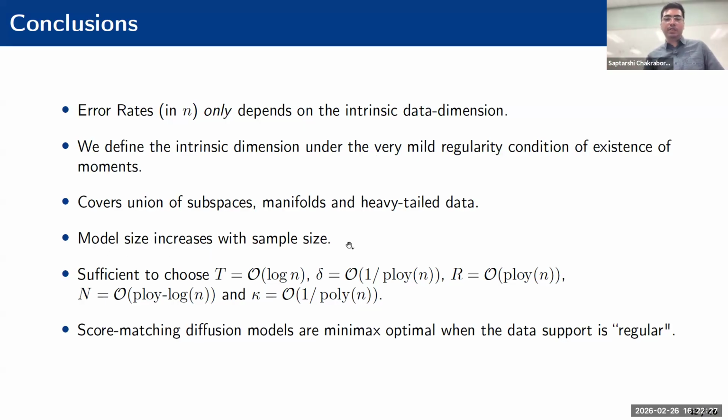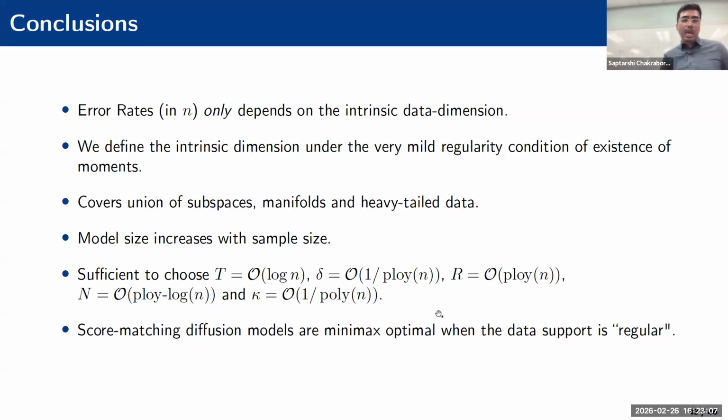And of course, the model size increases with the sample size. That's a sufficient condition for our generalization theory to hold. Of course, we don't know if that's necessary or not. And it's sufficient to choose our capital T scaling with log n, D scaling with 1 over some poly of n, R scaling with some poly of n, capital N, the number of discretization steps, scaling with polylog, and the gaps kappa also scaling with 1 over poly of n.